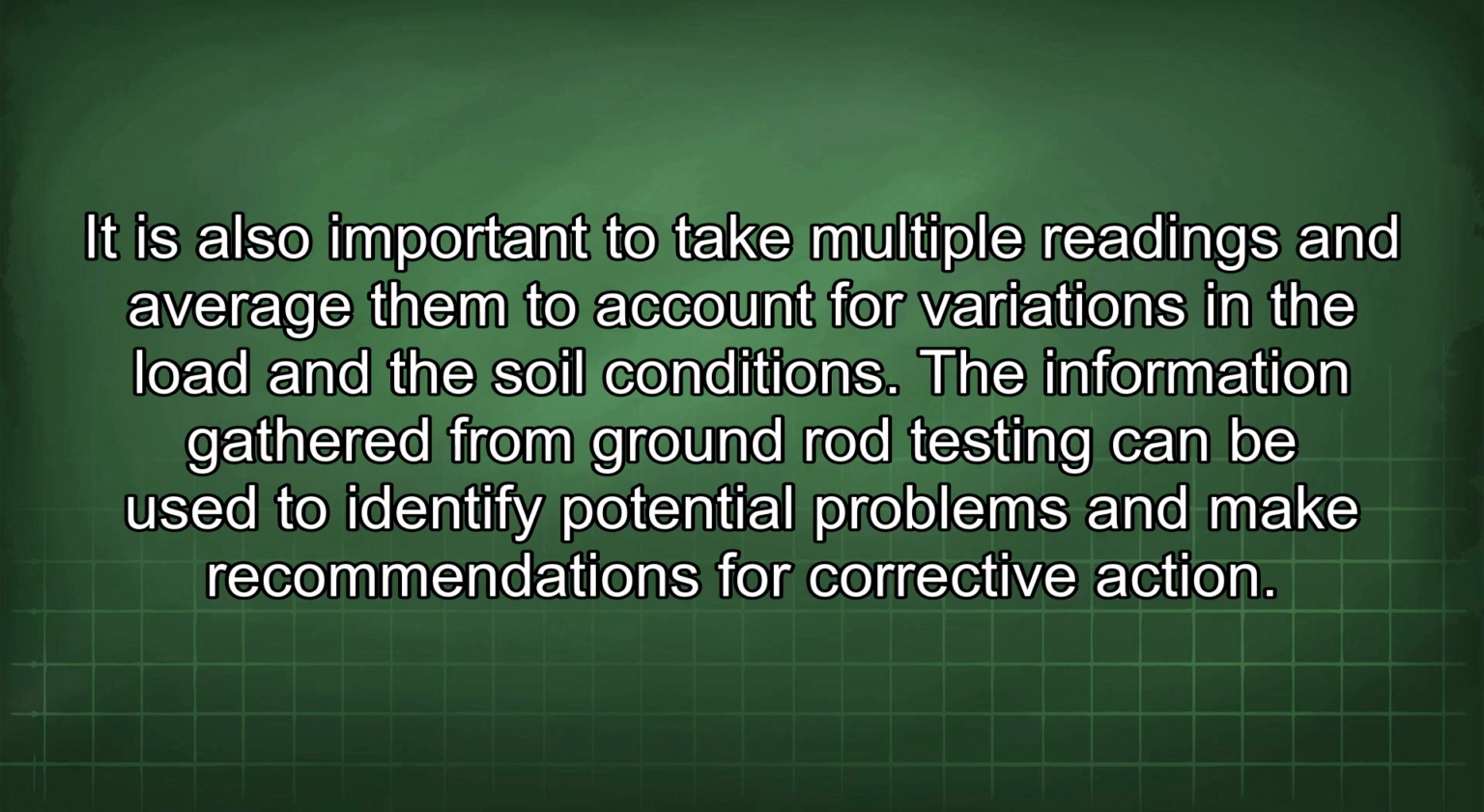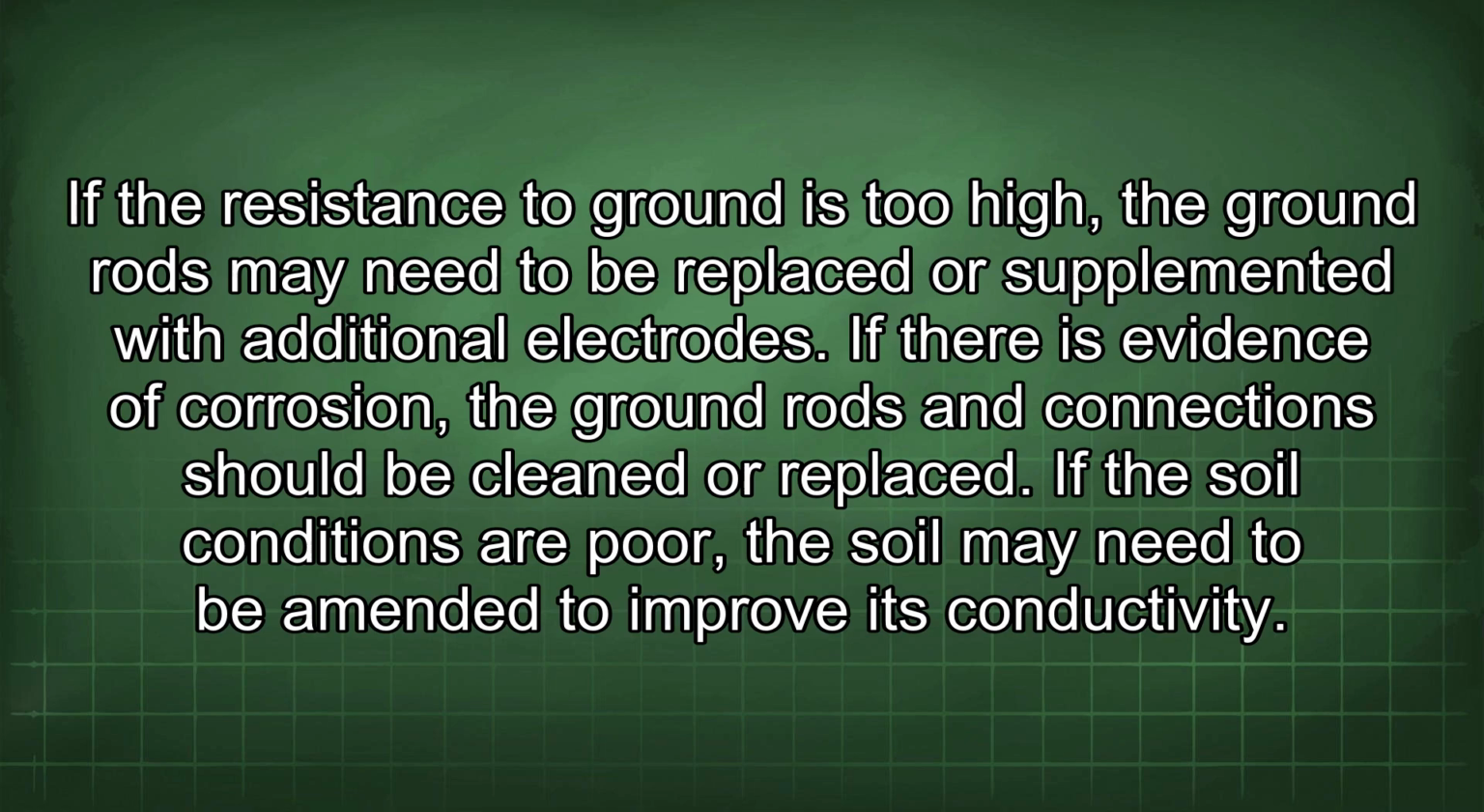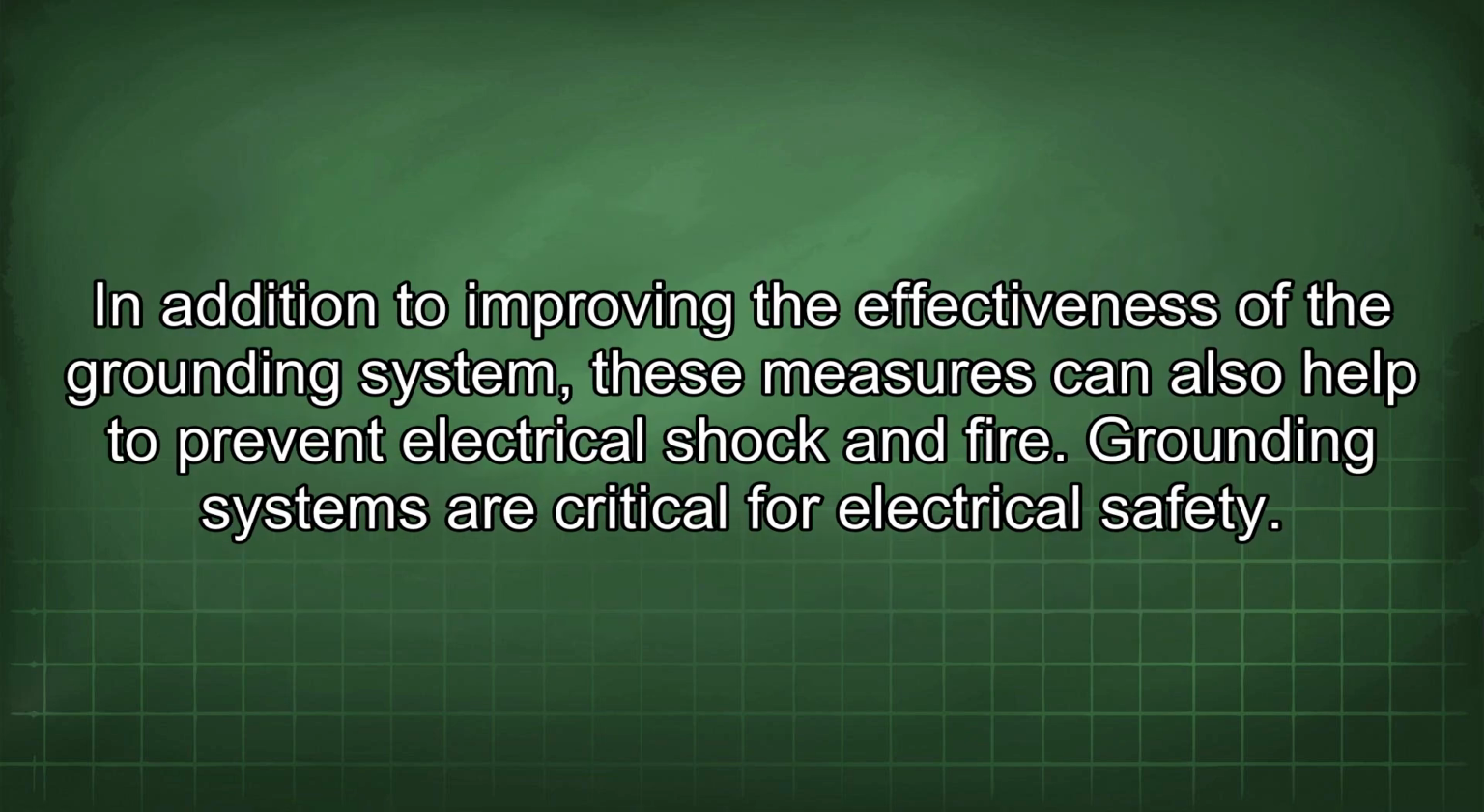The information gathered from ground rod testing can be used to identify potential problems and make recommendations for corrective action. If the resistance to ground is too high, the ground rods may need to be replaced or supplemented with additional electrodes. If there is evidence of corrosion, the ground rods and connections should be cleaned or replaced. If the soil conditions are poor, the soil may need to be amended to improve its conductivity. In addition to improving the effectiveness of the grounding system, these measures can also help to prevent electrical shock and fire.